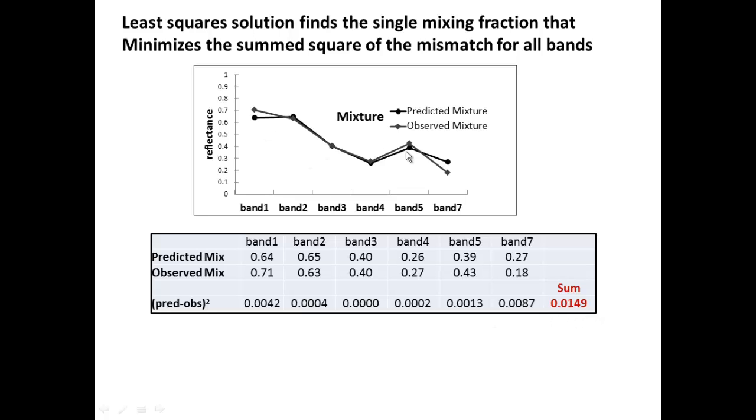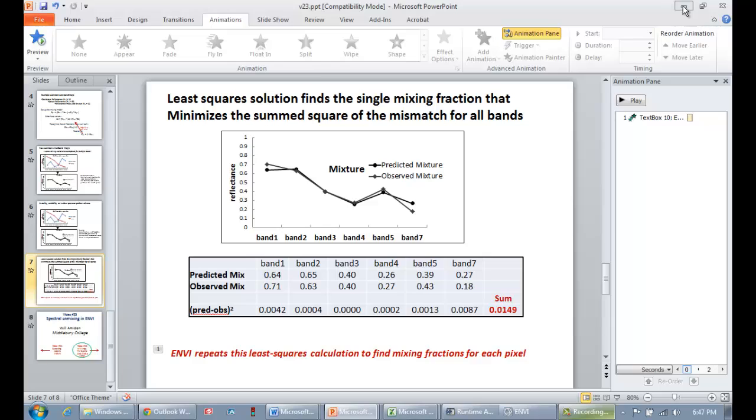Now in practice, there's never going to be a perfect fit, but you're going to find the one in which the differences between all the bands is the least, as measured by the sum of the squares. And that's going to be your best fit mixing parameters. Now, of course, ENVI is going to go through and do this calculation for every pixel, and it's going to spit out the least squares fit mixing fractions for every pixel. So let's go ahead now and look at how we can actually do this in ENVI.